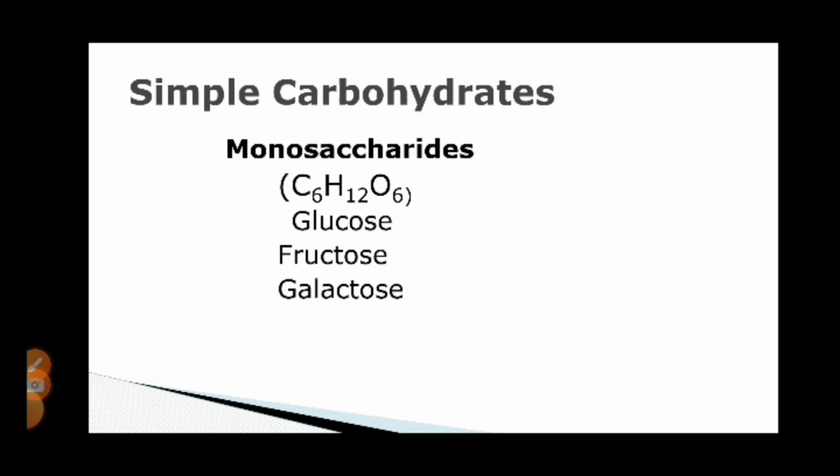ketoses. For example, a 5 carbon monosaccharide having an aldehyde group is called an aldopentose, and a 6 carbon monosaccharide containing a keto group is called a ketohexose. Examples of monosaccharides are glucose, fructose, galactose.